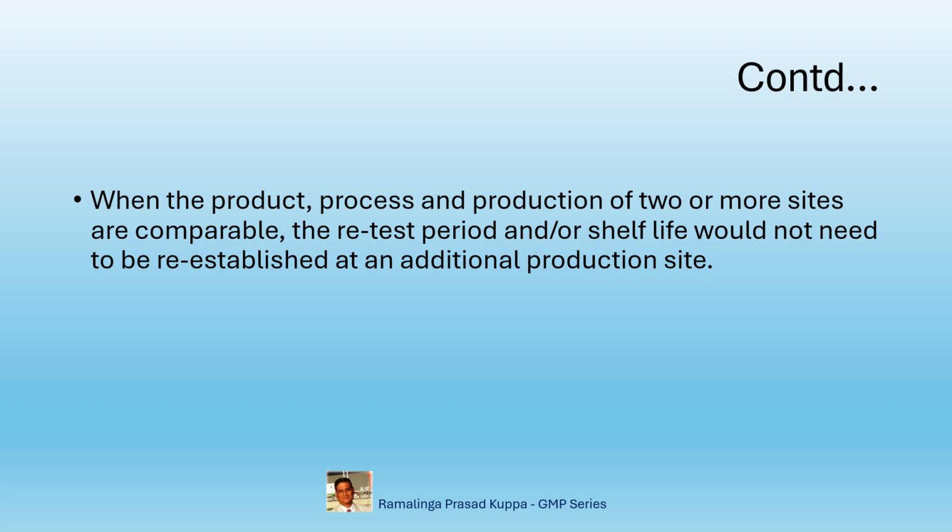When the product, process and production of two or more sites are comparable, the retest period and shelf life would not need to be re-established at an additional production site. This is important. If the data from each site is comparable statistically, there is no necessity to carry out the stability studies separately for each site.